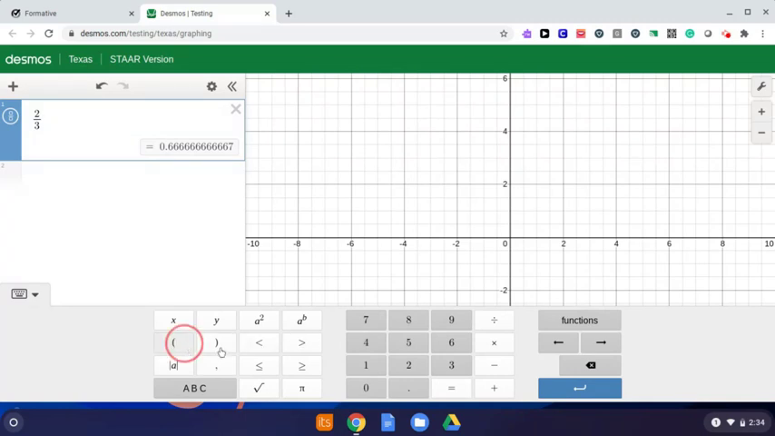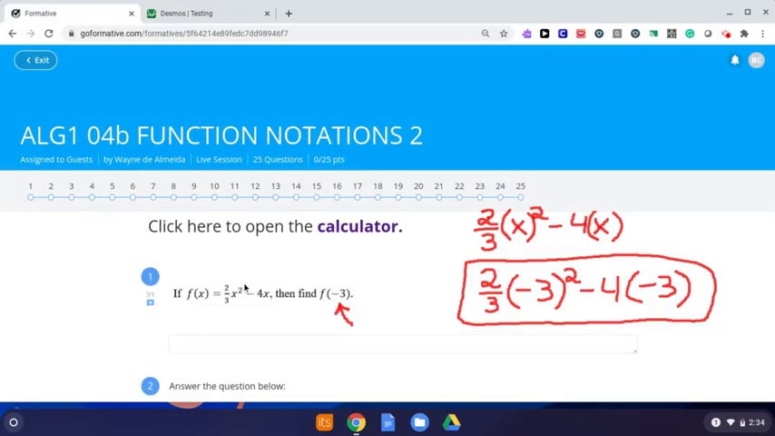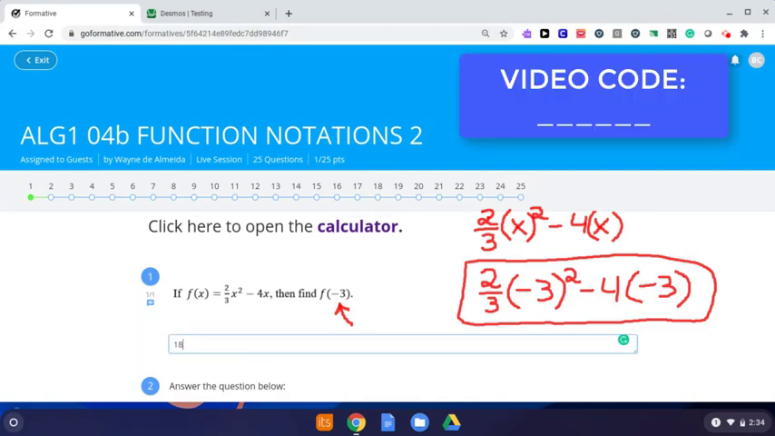Now we open parentheses, -3, close parentheses, square, minus 4, open parentheses, -3, close parentheses. Make sure you wrote it correctly from what you wrote on your paper. And we got the answer 18. So now we're going to go back to Formative. If you notice right here, we're going to type the answer. So we're going to write 18. And if that's correct, you'll notice it changed to green. That means it's correct. So let's go on to the next problem.